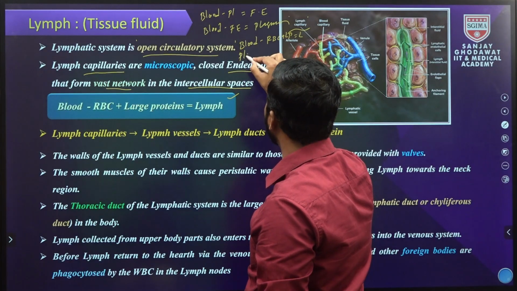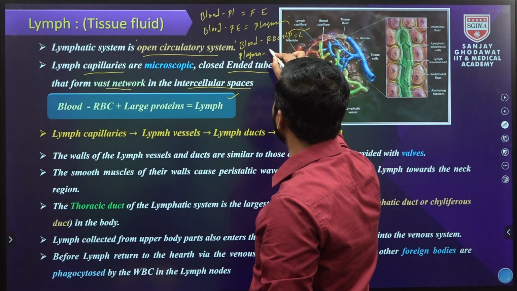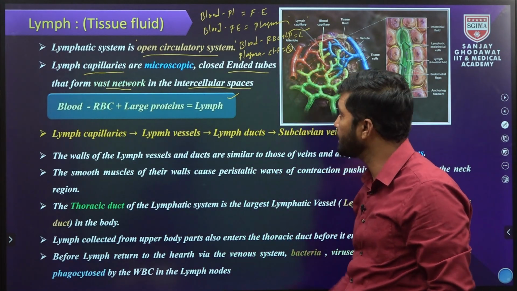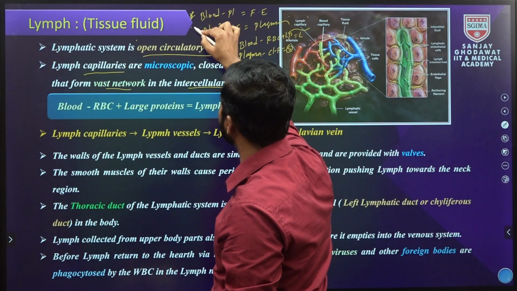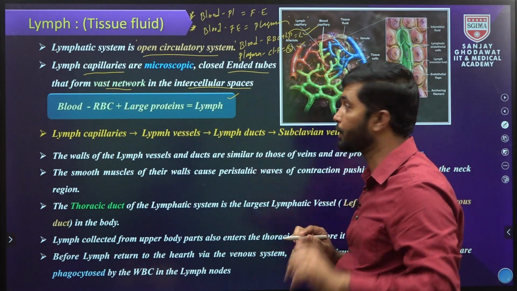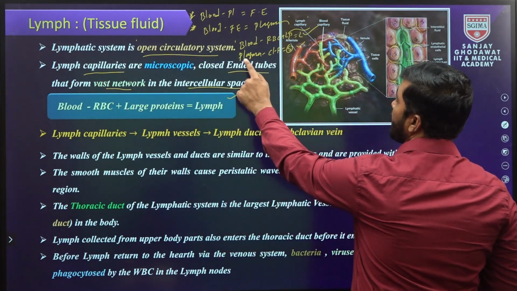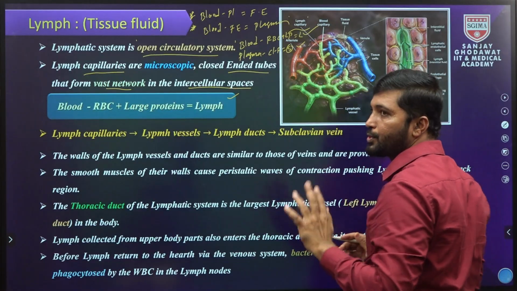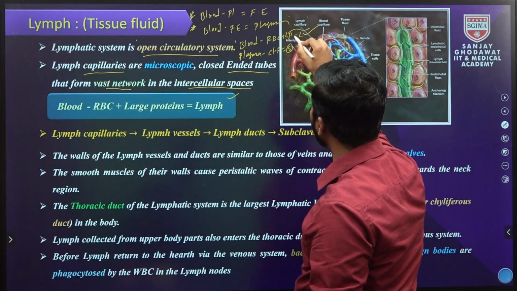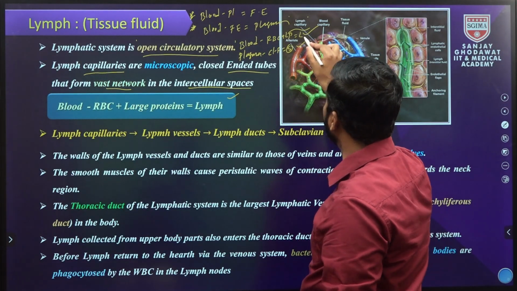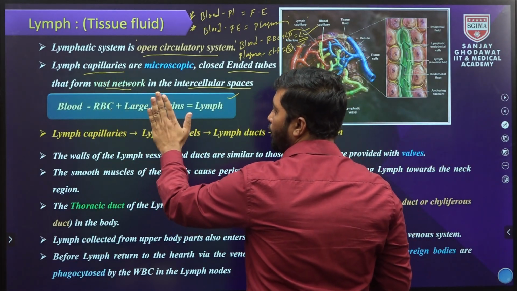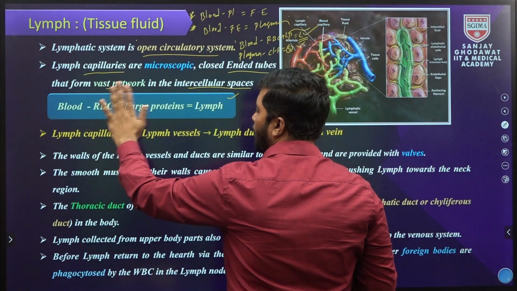Plasma minus clotting factors is equal to serum. This is important object-wise, and lymph and serum are very, very important. So what is serum? Plasma minus clotting factors is equal to serum, whereas blood minus RBC plus large proteins is equal to lymph. In the lymph, large proteins are mostly absent, and the RBC are absent.